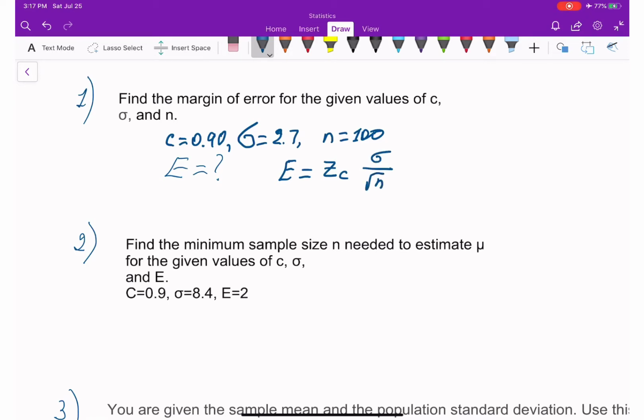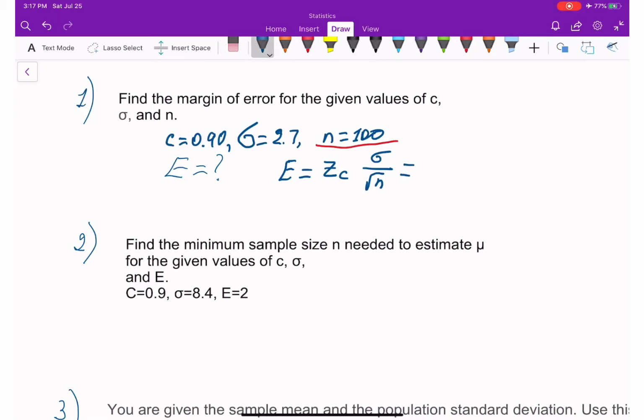Now one would ask me, why do we use the z critical and not t score? Why z score we are using? Because our n is greater than 30, right? Okay, so let's plug the numbers.